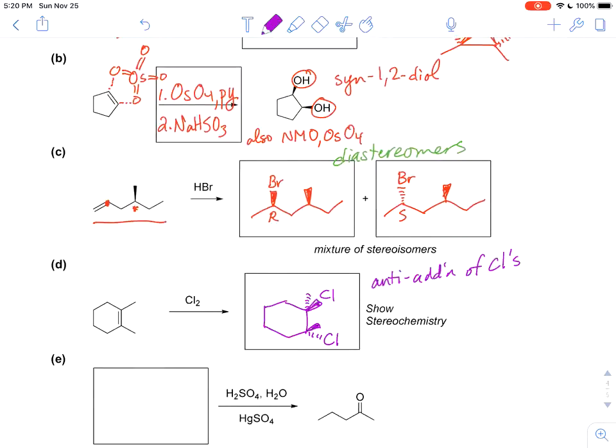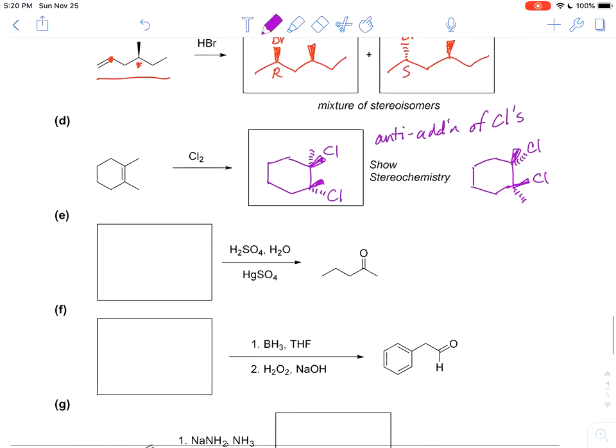You could have used alternated wedges and dashes, so you could have had, for example, this chlorine dashed, that methyl wedged, and you could have put this one wedged and that methyl dash. So either one of those is fine. They're both anti with respect to the 2 chlorines.